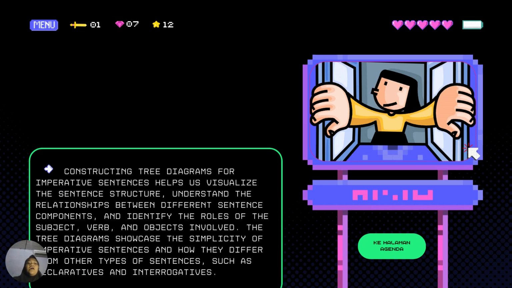So, constructing tree diagrams for imperative sentences helps us visualize the sentence structure, understand the relationship between different sentence components, and identify the role of the subject, verb, and object involved. The tree diagram showcases the simplicity of imperative sentences and how they differ from other types of sentences, such as declarative and interrogative.